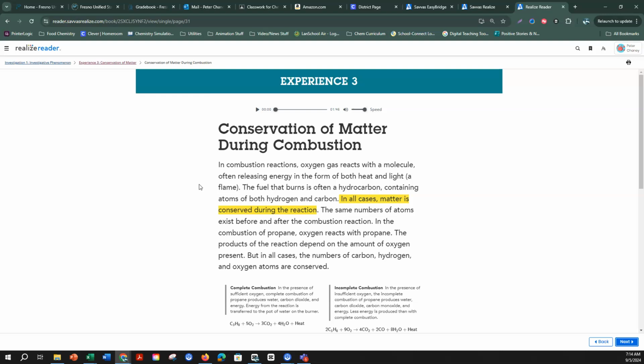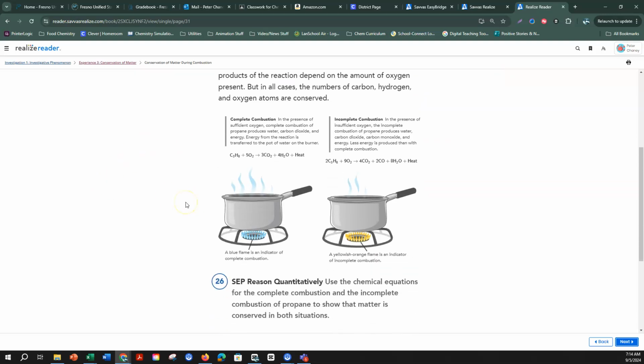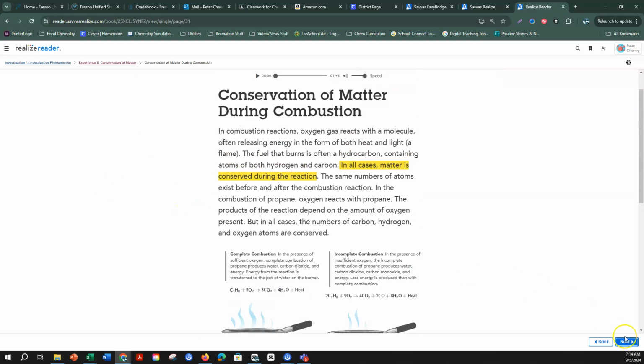In the combustion of propane, oxygen reacts with propane. The products of the reaction depend on the amount of oxygen present. But in all cases, the numbers of carbon, hydrogen, and oxygen atoms are conserved. Okay, so that was the only notes on that page.